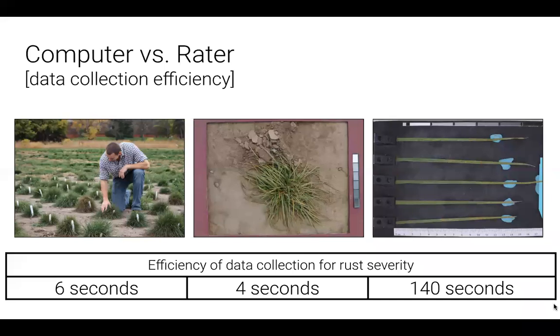And then of a whole plant. And then an image of 5 leaves took about 140 seconds. So we saw between the 2 image series, a huge difference in the amount of time taken.